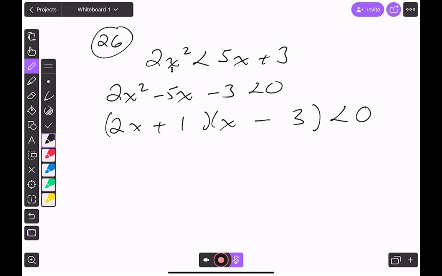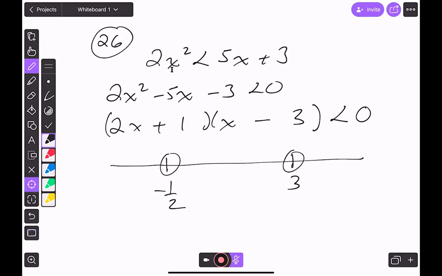I'm going to check it though. 2x times x is 2x squared. Minus 6x plus 1x is minus 5x. Yeah, looks pretty good. Number line goes down. On that number line, the zeros, which would be 3. The other one would be minus 1/2.